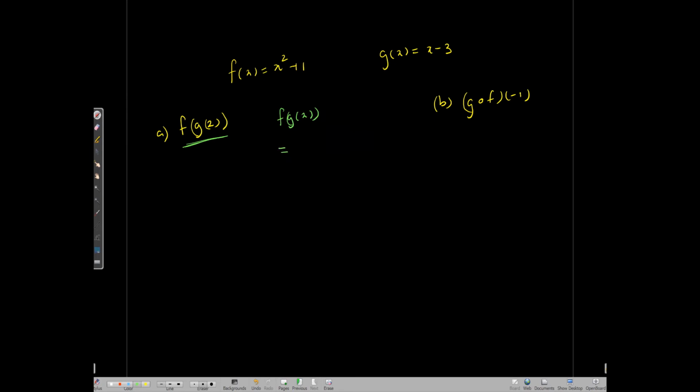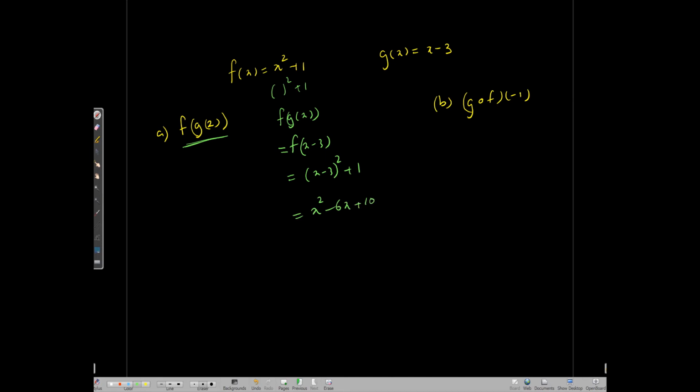f, what is the form of f? It will square and add 1. So it will square g. x minus 3 is g. So f of g of x is x minus 3, and then x minus 3 will be squared because of the form of f, and plus 1. So I get x squared minus 6x plus 9, and with this one I get 10.